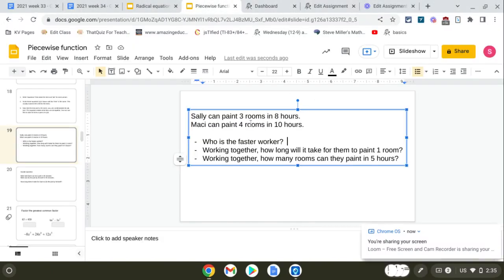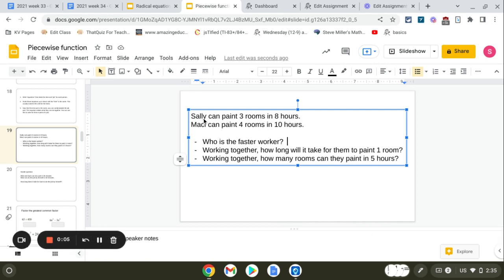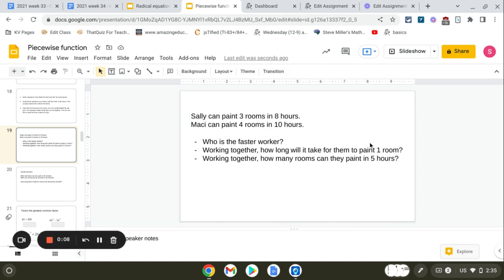Okay, so I got one more of these work rate problems I want to look at. You've got Sally and Macy, and they are room painters. Sally can do 3 rooms in 8 hours. Macy can do 4 rooms in 10 hours. So the rooms are not the same number, and the hours are not the same number.